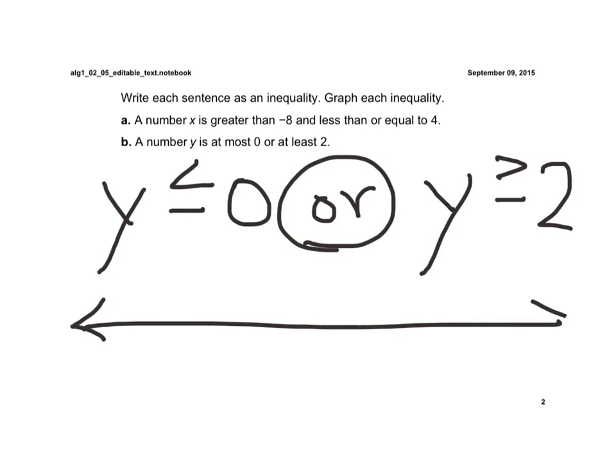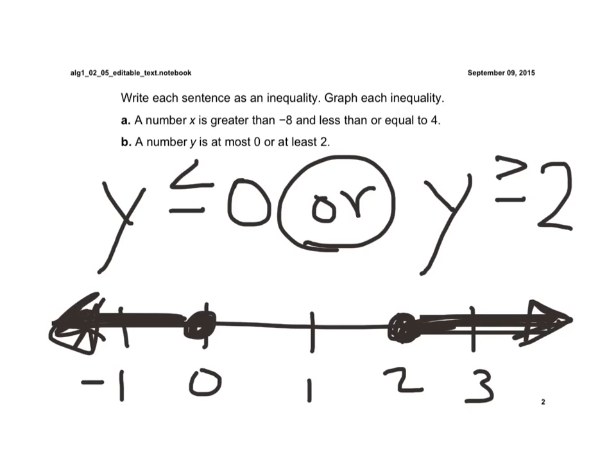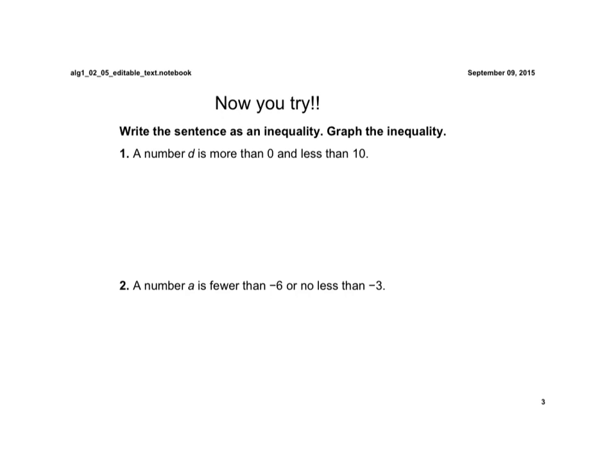So when I graph this, I have 0, 1, 2, 3. Go ahead and put the negative 1 there. I have less than or equal to 0. And we have greater than or equal to 2. And so graphically it really shows that there's no way that there's any number that can satisfy both of the inequalities. In fact, there's a few numbers in this part that don't satisfy either of the inequalities. But this is a compound inequality using the word or. Now you try. So pause the video for a moment and then I'll reveal the answer.